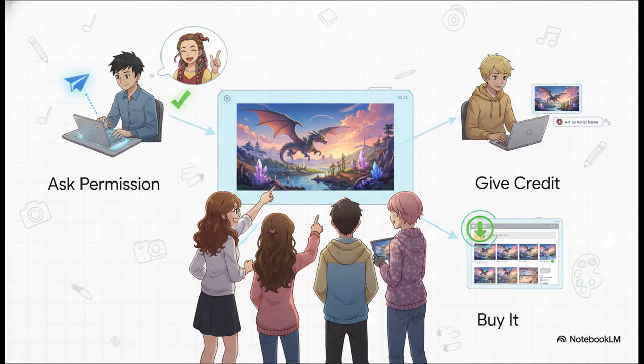So here's the deal. If something is protected by copyright, you can't just grab it. There are a few key things you should do. First, you should ask for permission. Second, and this is a big one, you need to give credit to the person who made it. Just mention their name. And third, sometimes you might actually have to buy it. It's all about showing respect for the person who created it in the first place.